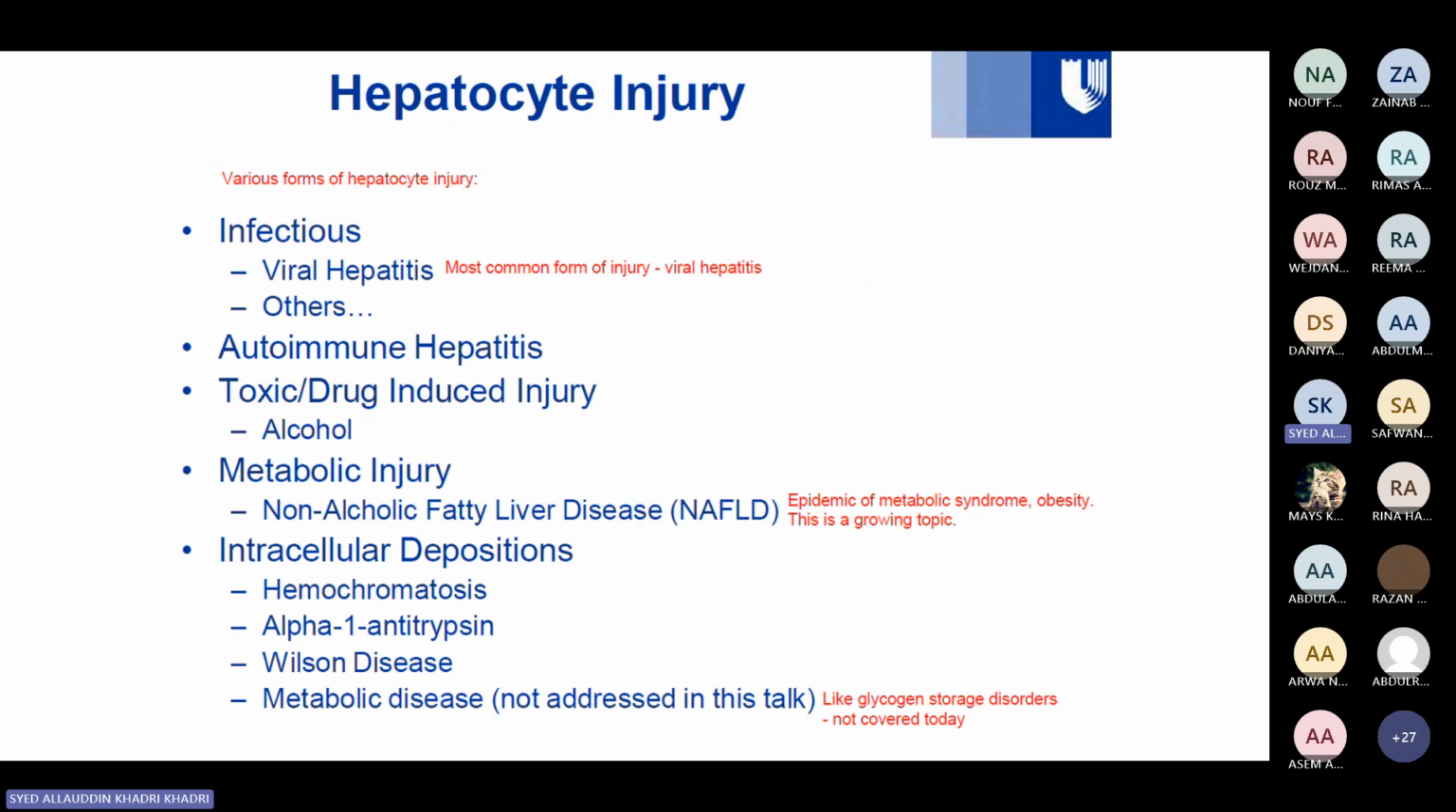So we have just seen in Ibrahim's case viral hepatitis, most commonly caused by hepatitis B or C. Okay, others can occur, no problem. Autoimmune, some of my students have discussed this one. Toxic injury like alcohol, metabolic injury like non-alcoholic fatty liver disease or non-alcoholic steatohepatitis.